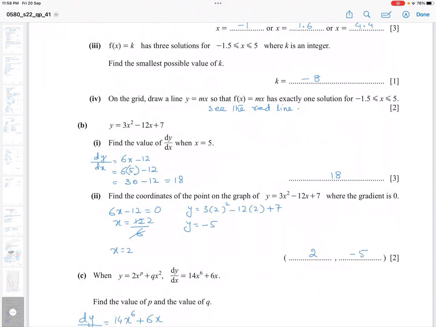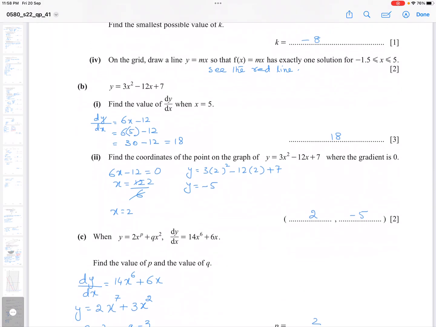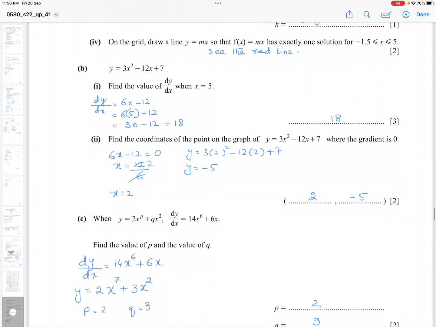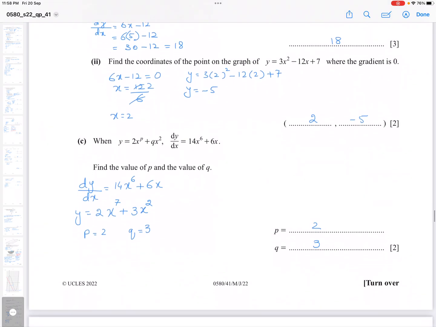B part, in part 1, find the value of dy by dx when x is equal to 5. So dy by dx is 6x minus 12, so put 5 in x, so you get the value 18. Find the coordinates of the point on the graph y equals 3x squared minus 12x plus 7, where the gradient is 0. So you put dy by dx is equal to 0. So 6x minus 12 equals 0. From here your x is 2. Put this value of x in the main equation and you get y equals -5. So 2 comma -5.